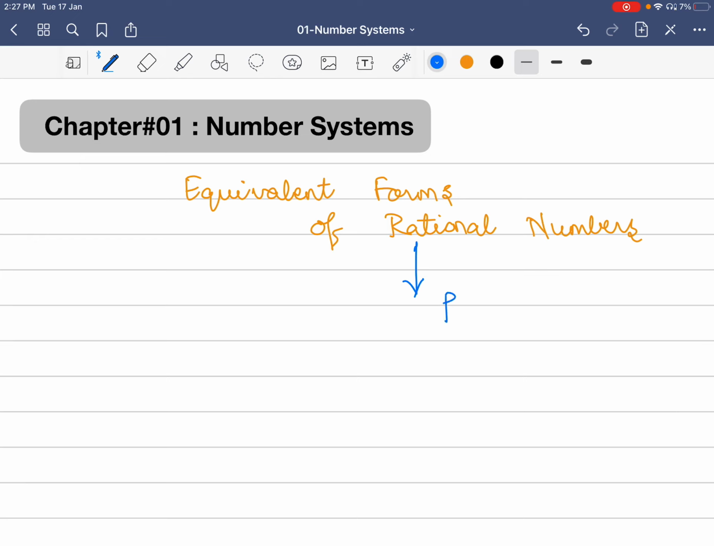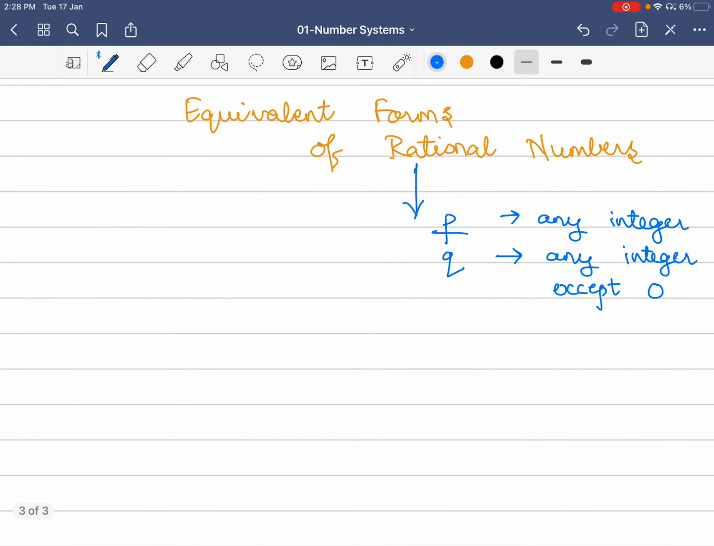Rational numbers are any numbers which are of the form p by q, where p is any integer. Let me write it down. p is any integer and q is also any integer except 0. We don't allow the integer 0 in the denominator of a fraction because division by 0 is undefined in mathematics. So this is our definition of a rational number.